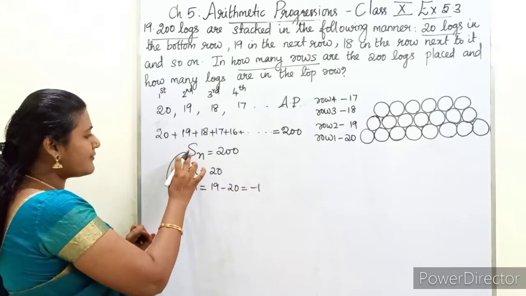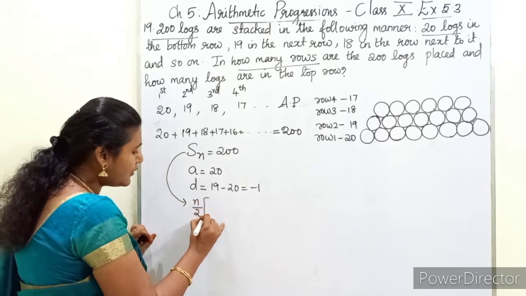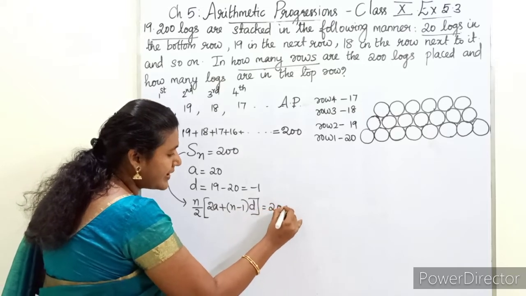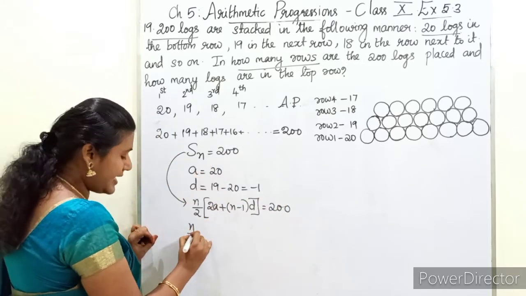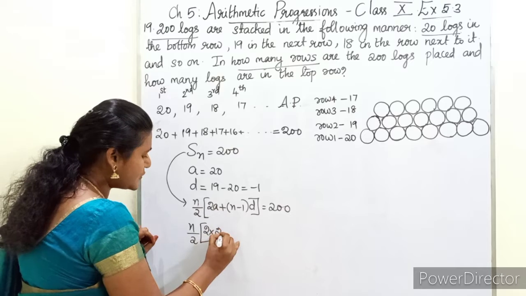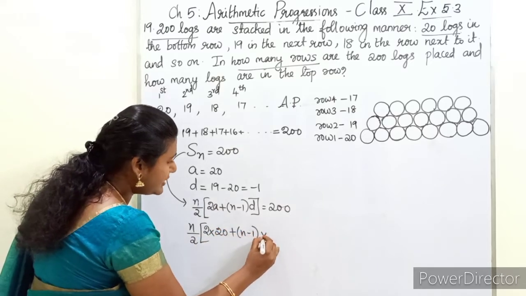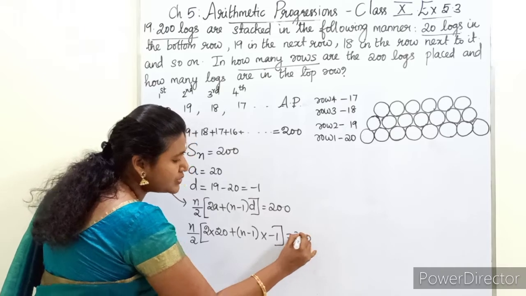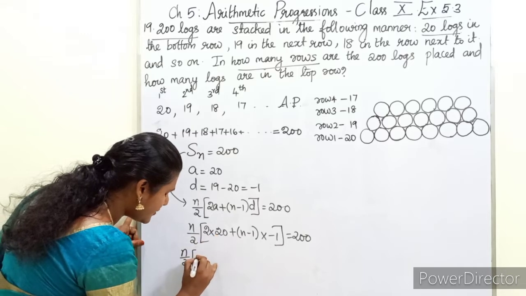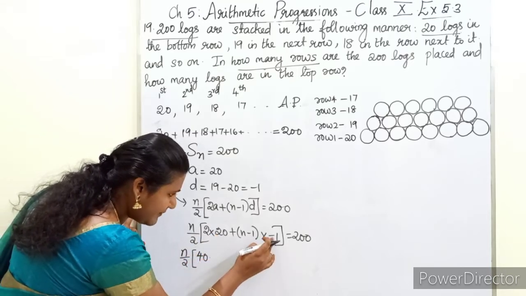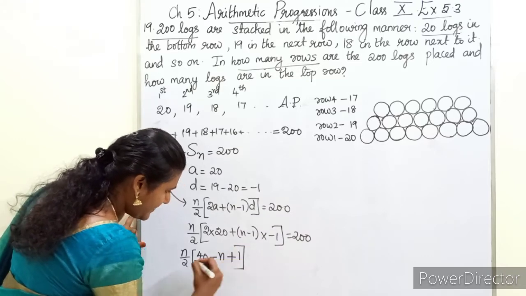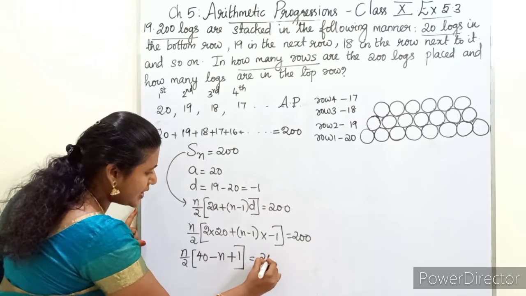Now here in the S_n formula we will substitute. So n by 2 into 2a plus n minus 1 into d is equal to 200. Here in the place of n, we don't know, so we will write it as it is. n by 2 into 2 into, the value of a is 20, plus n minus 1 into d value is minus 1, which is equal to 200. Now we will simplify this. So n by 2 into 20 is 40, and here with minus 1 we will multiply. So minus n plus 1. Now we will simplify this, it is equal to 200.